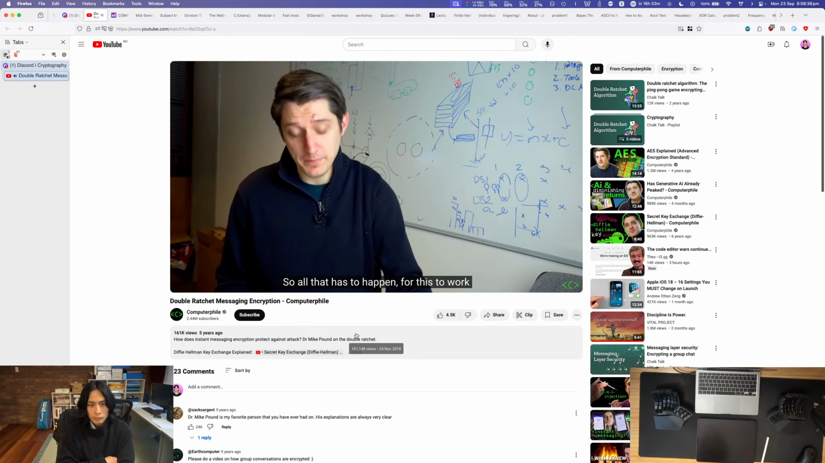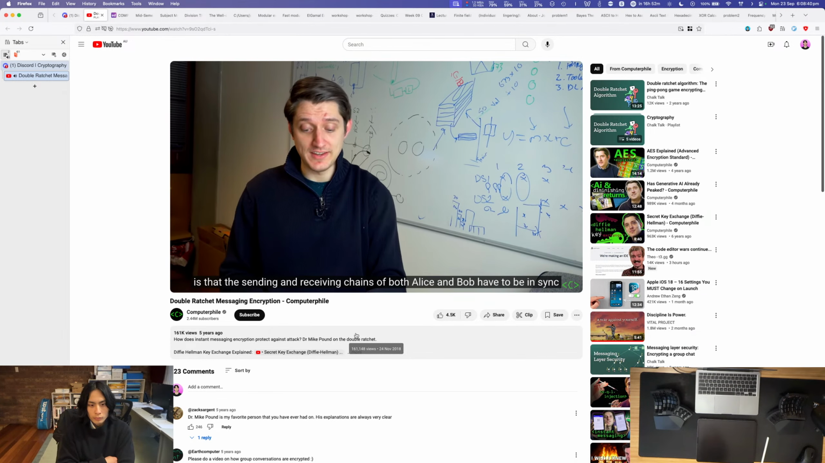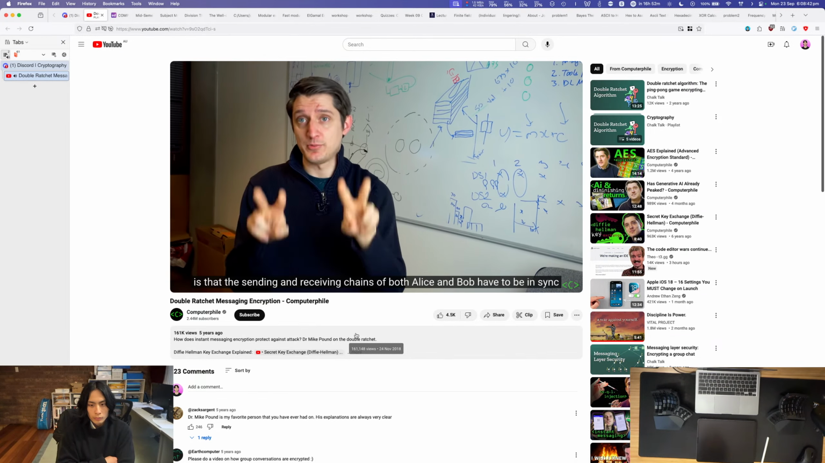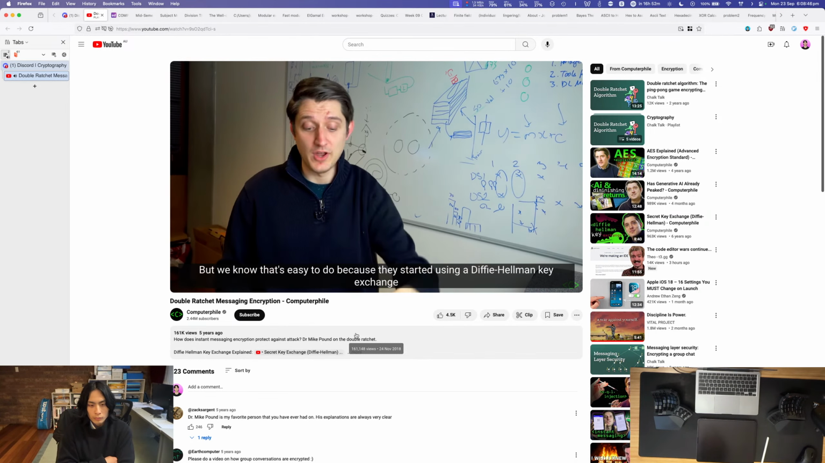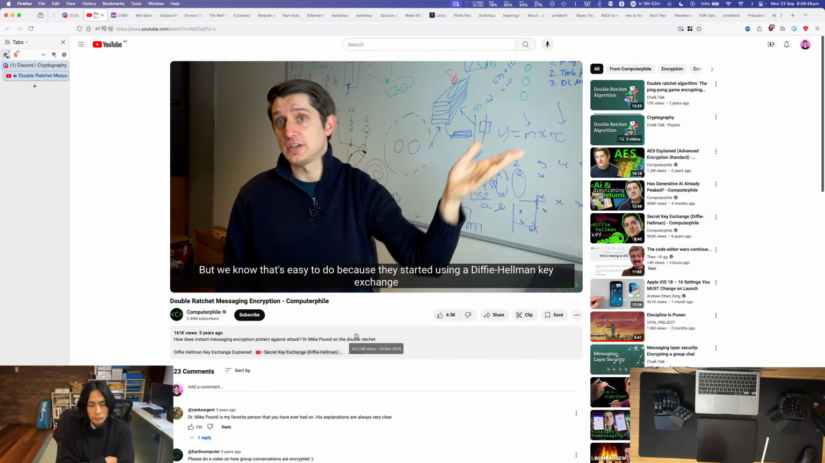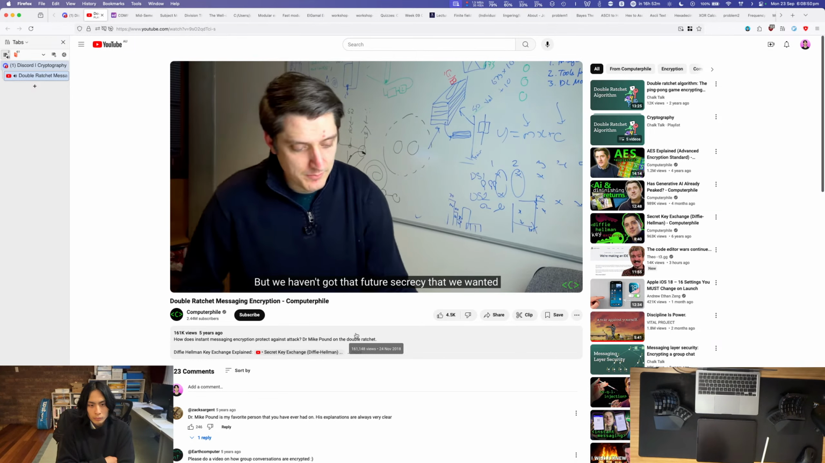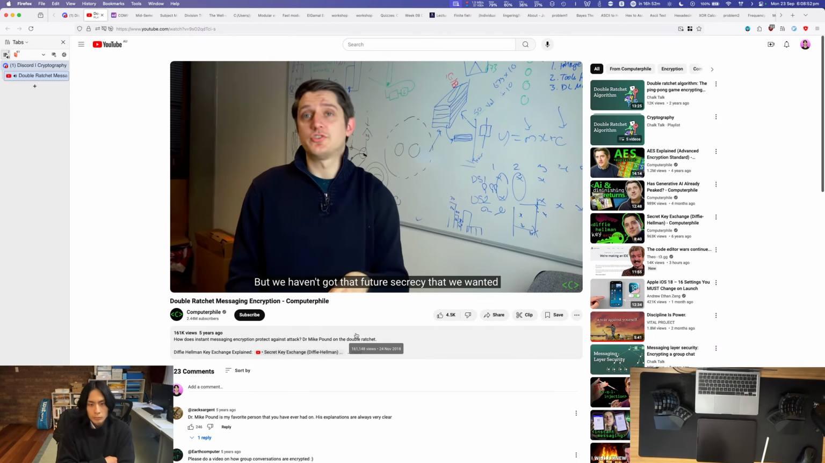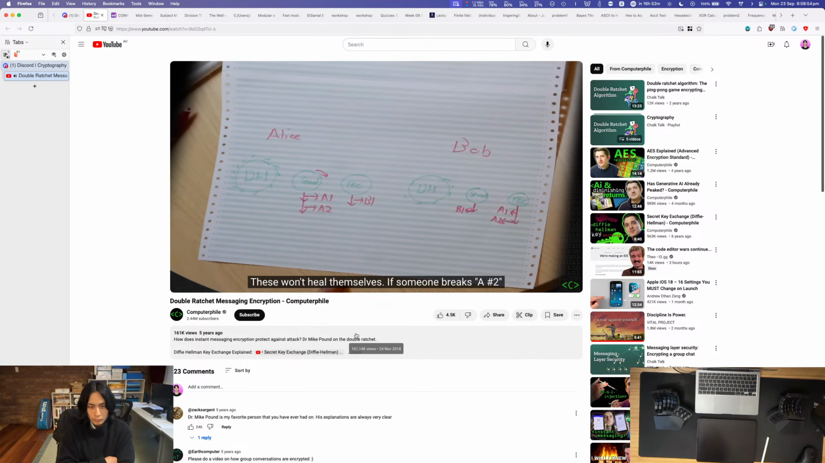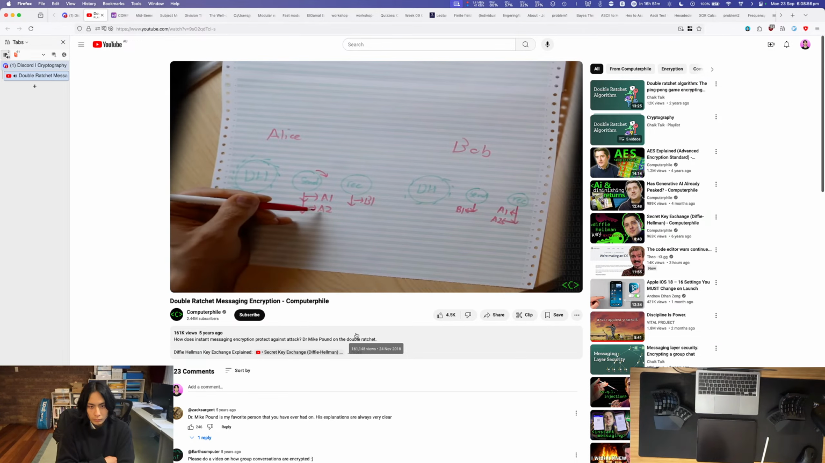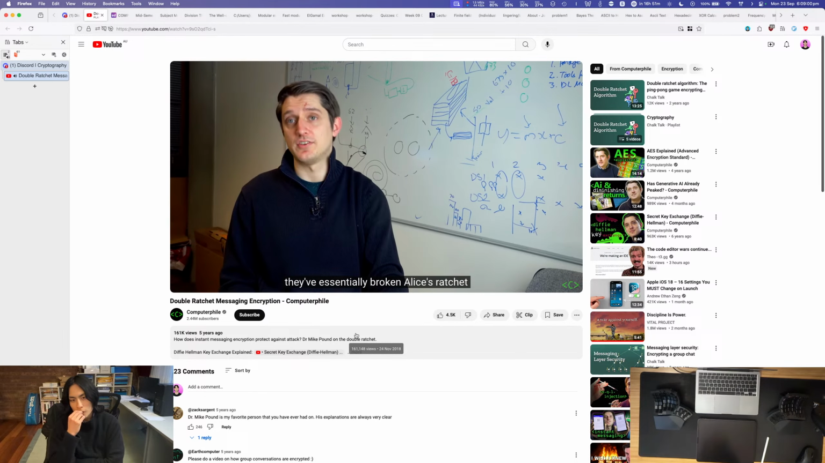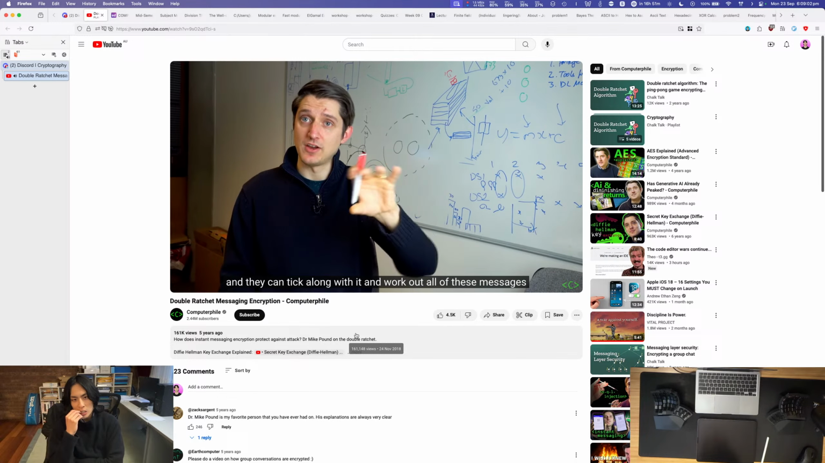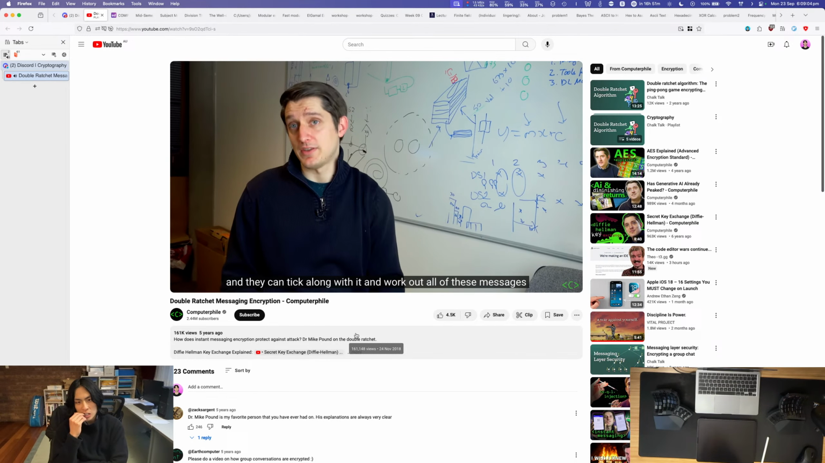So all that has to happen for this to work is that the sending and receiving chains for both Alice and Bob have to be in sync, and they have to start at the same position, right? But we know that's easy to do because they started using a Diffie-Hellman key exchange. But we haven't got that future secrecy that we wanted, right? These won't heal themselves. If someone breaks A2, right, and knows what this sending key was, they've essentially broken Alice's ratchet, and they can tick along with it and work out all of these messages.